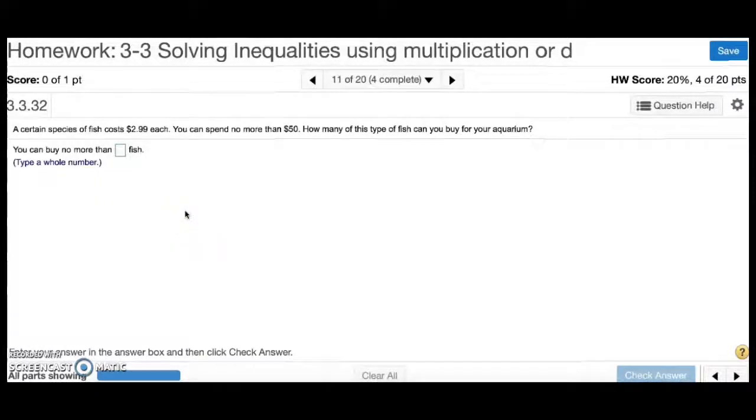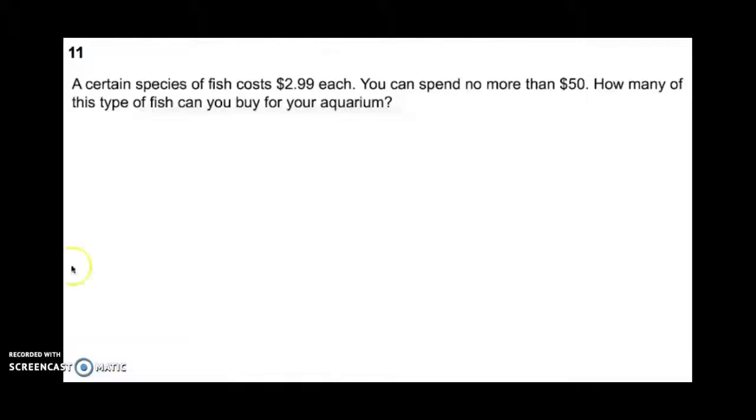Number 11. A certain species of fish costs $2.99 each. You can spend no more than $50. How many of this type of fish can you buy for your aquarium? Now, no more than 50 means you can spend that much or less. That's less than or equal to. $2.99 each will be $2.99x because x is going to be each. So my inequality is going to be $2.99x is less than or equal to 50.